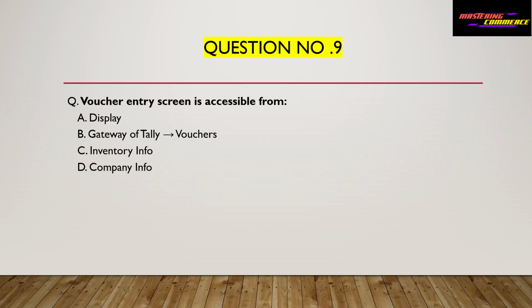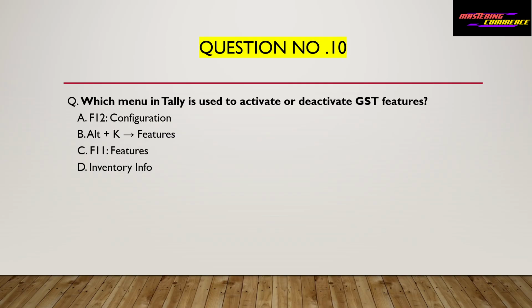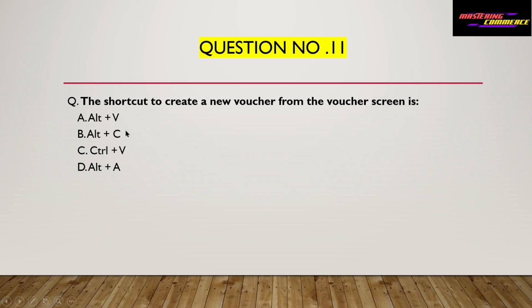Next question: the voucher entry screen is accessible from display, gateway of Tally then vouchers, inventory info, company info. So here the correct answer is B, gateway of Tally then vouchers. Next question: which menu in Tally is used to activate or deactivate GST features? F12 then configuration, Alt plus K then features, F11 then features, inventory info. So here the correct answer is F11 then features. C is the correct answer.